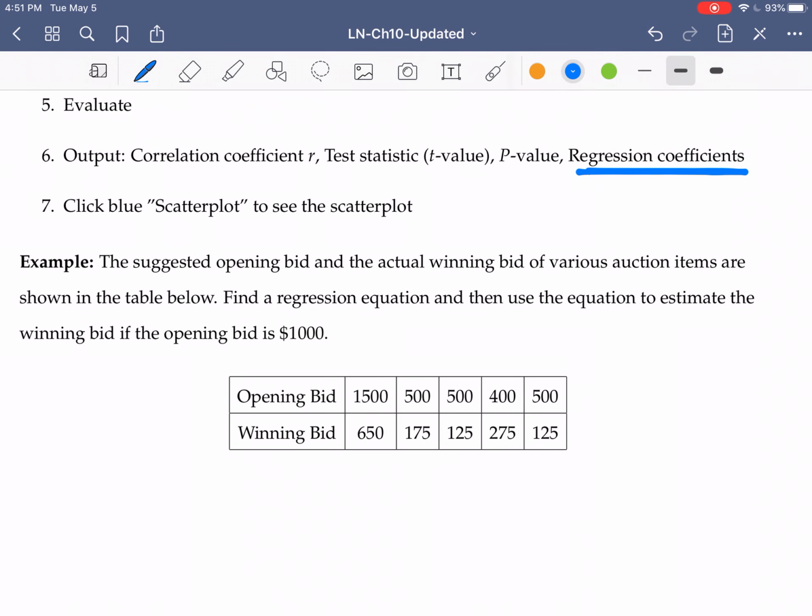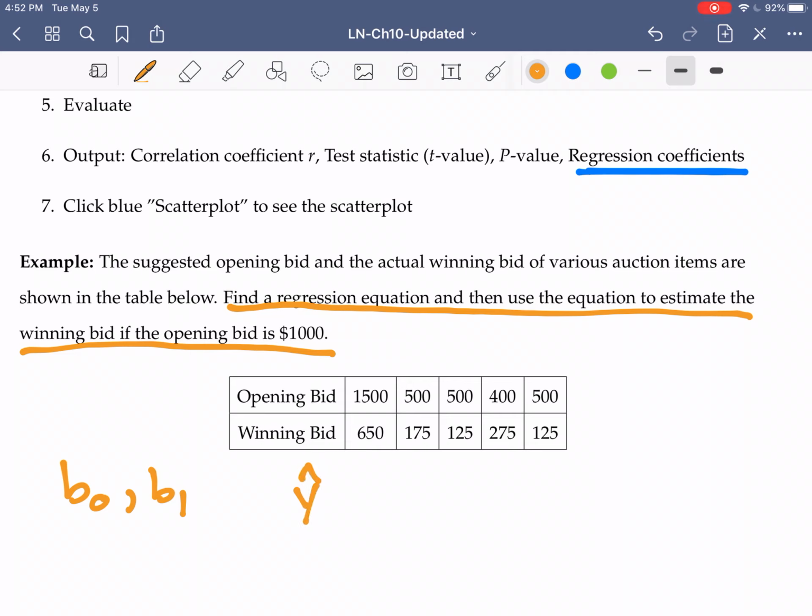All right, so we have the same example that we looked at in our last video, but now we want to find a regression equation, and then use that equation to estimate the winning bid if the opening bid is $1,000. So let's go over to StatDisk. We're going to try to find B0 and B1 so that we get the equation y hat equals B0 plus B1x.